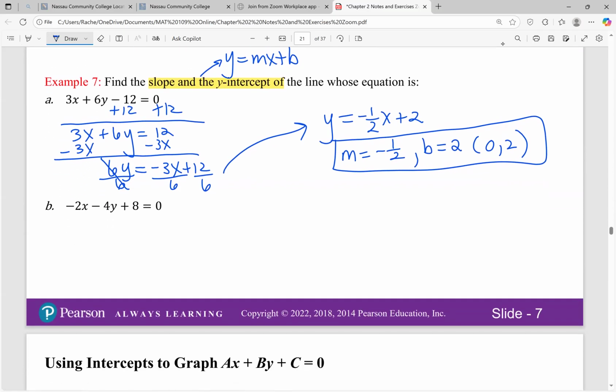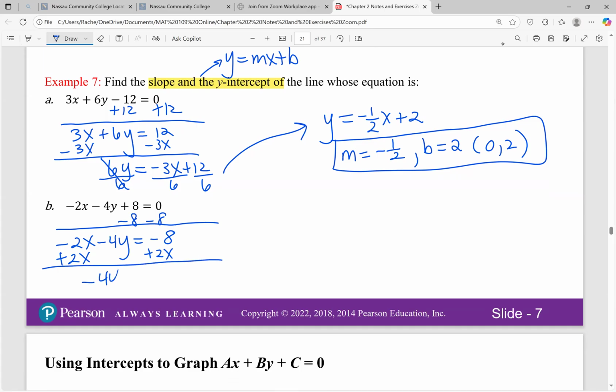So for b, we have negative 2x minus 4y plus 8. So let's start by bringing the 8 to the other side by subtraction. So I'm going to have negative 2x minus 4y is equal to negative 8. Now let's add 2x to both sides. So we're going to have negative 4y is equal to 2x minus 8.